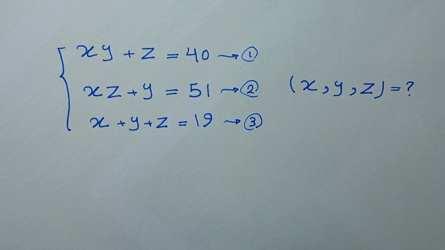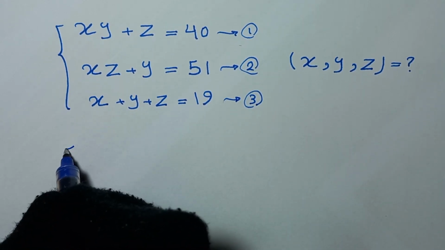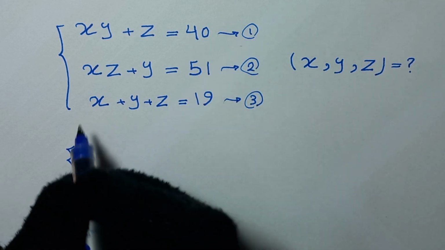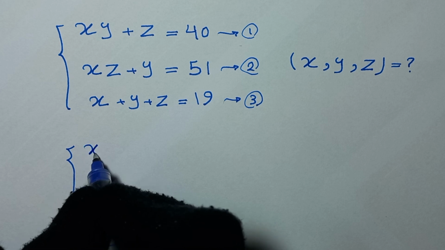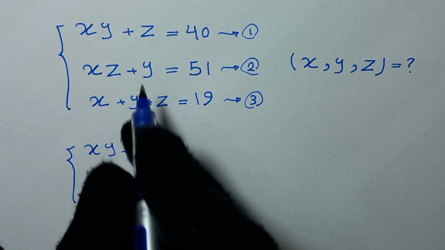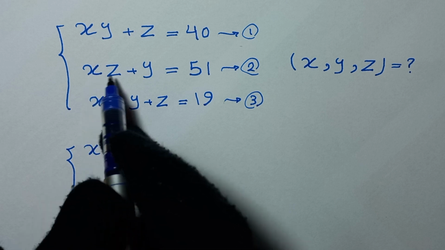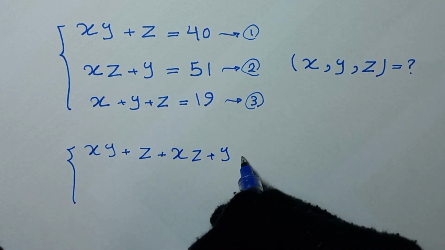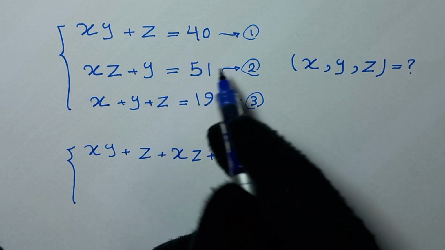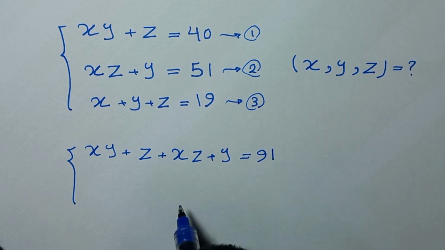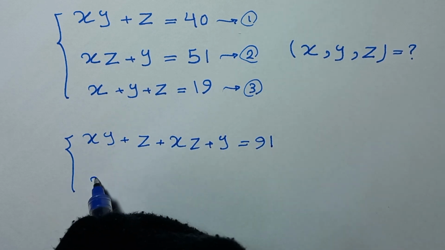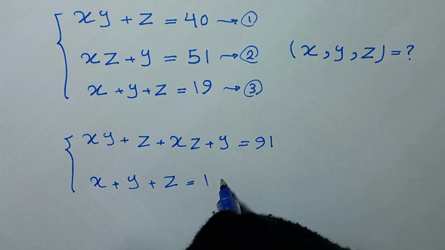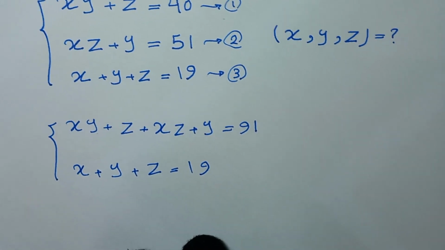In the next step, we add equation 1 and 2 together. On this side we have xy plus z plus xz plus y, which is equal to 40 plus 51, it will be 91. And here we have x plus y plus z is equal to 19.